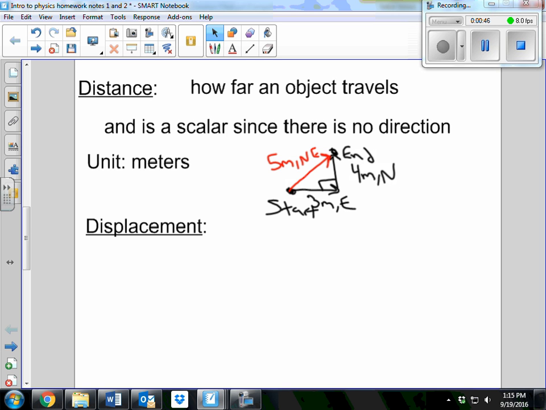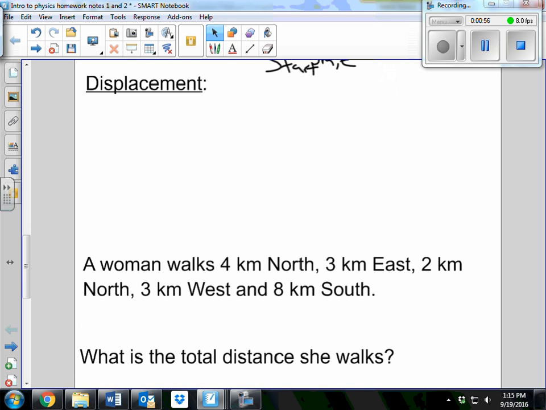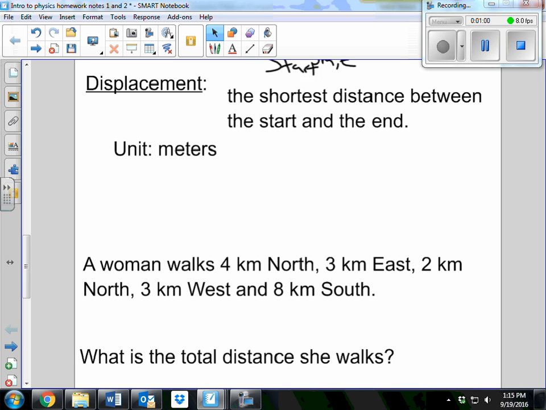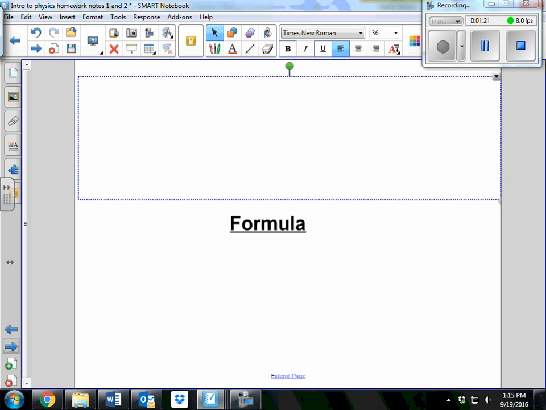So remember, distance is how far an object travels. It's a scalar since there's no direction, and the unit is meters. Remember, in physics, we now deal with meters, kilograms, and seconds. We no longer deal with feet, inches, and pounds. Displacement is the shortest distance between where you start and where you end. Most of the time, this involves drawing some type of triangle and using the Pythagorean theorem to figure out the displacement that you went. We did some examples with the previous notes. If you missed those, you can go back and check those out.